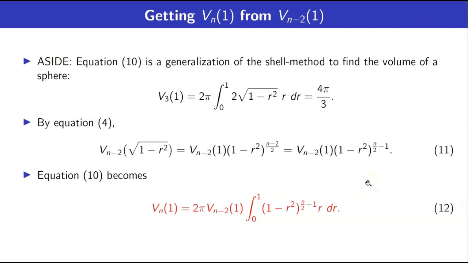As an aside, it's worth noting that when n is 3, equation 10 is exactly the shell method applied to finding the volume of a sphere of radius 1. Continuing onward, in order to use equation 10 for our purposes, we need to find a way to convert the integrand into a usable form. But this can easily be done with equation 4, the scaling relation for volume. By equation 4, we get equation 11. Subbing equation 11 into equation 10 gives us the nice equation 12.